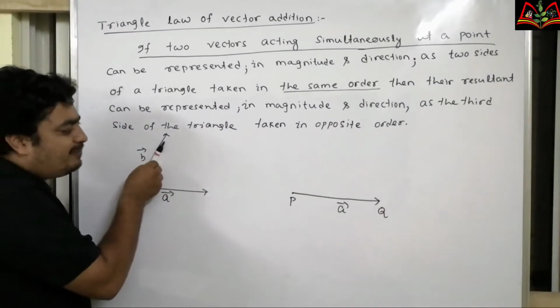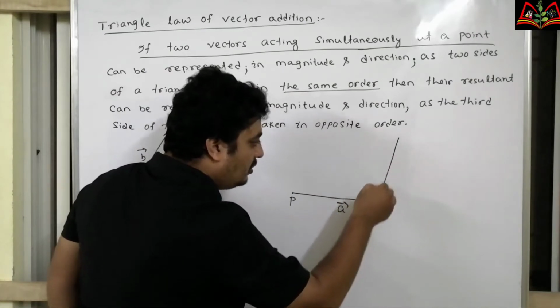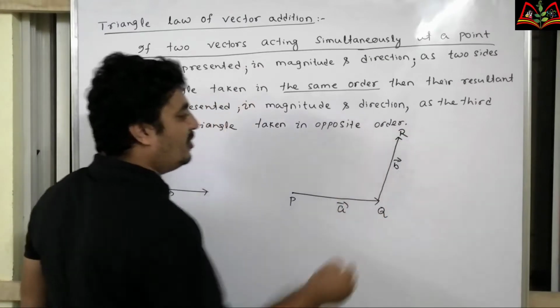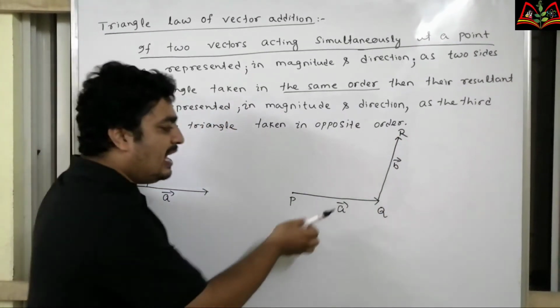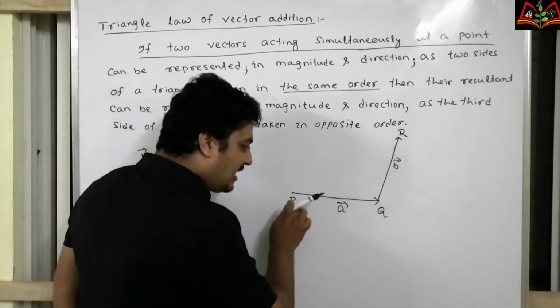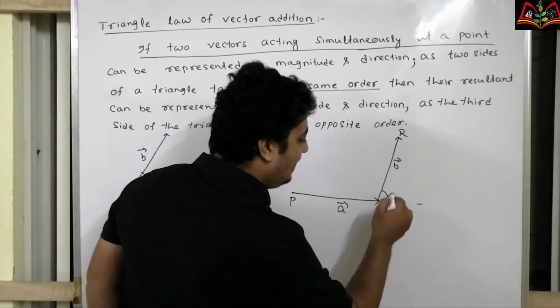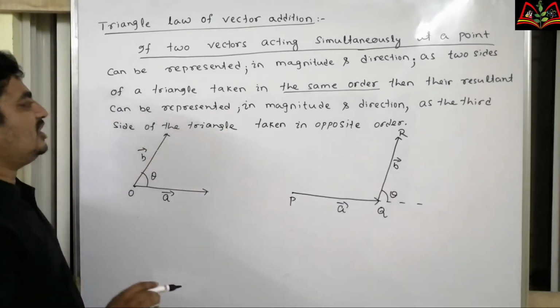Now shift B parallel to itself to this point. So, this will be our B. Let this point be R. Now, PQR is our triangle. A and B are the two sides of the triangle PQR taken in the same order and the angle between them is theta. Now, what will be the resultant?